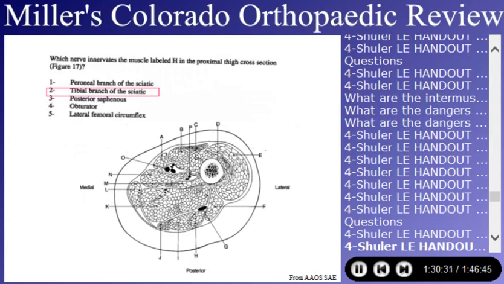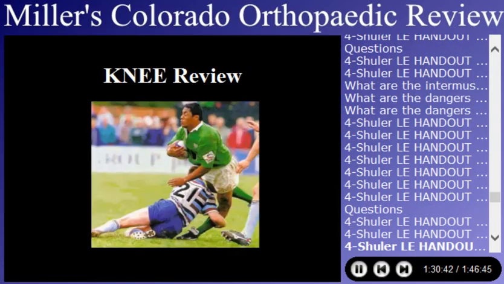Well, the question then is, what is the muscle labeled H? Well, we know the sciatic nerve lies directly on the long head of the biceps. Long head of the biceps is tibial branch. Knee review. Great picture.